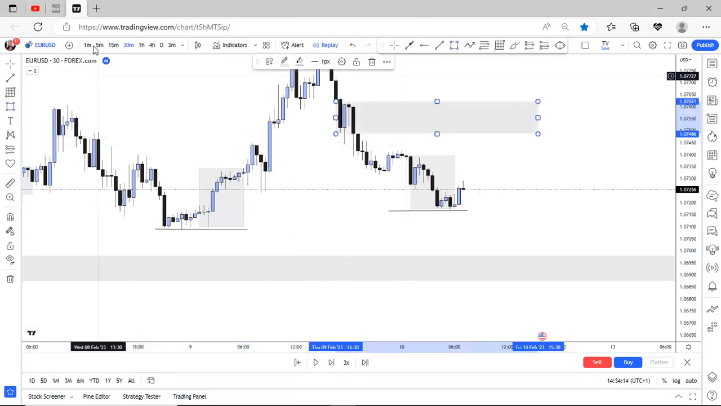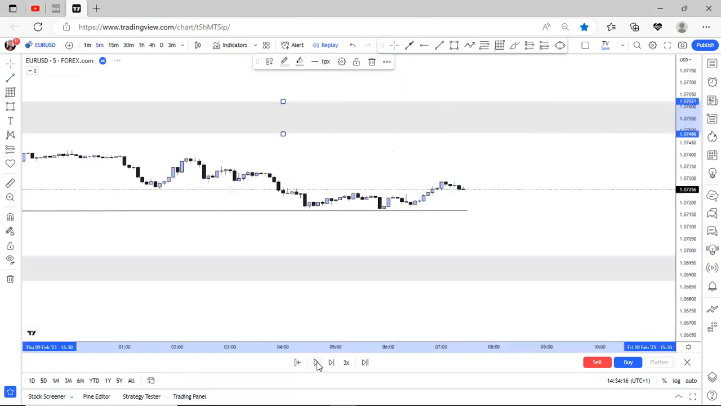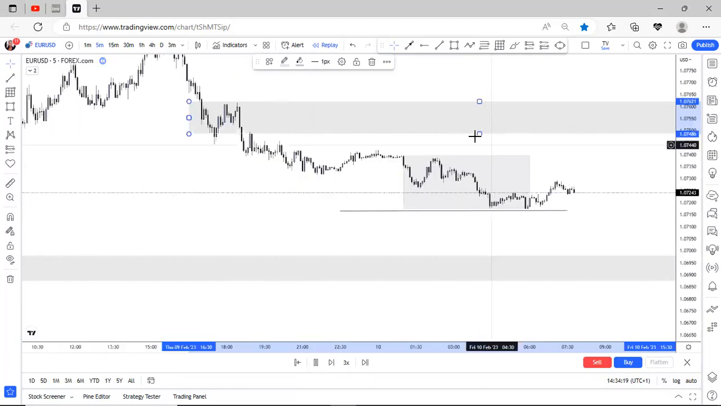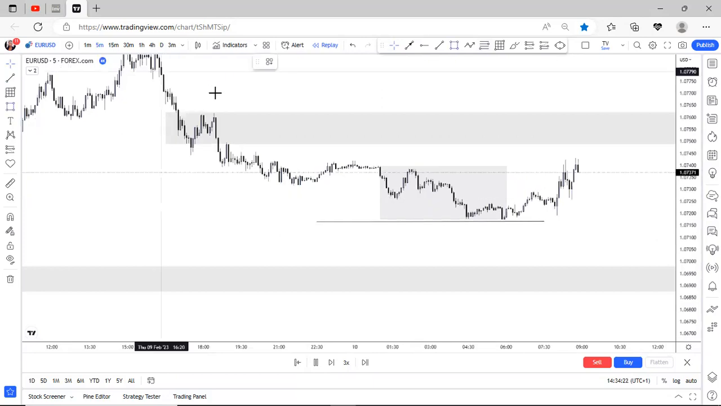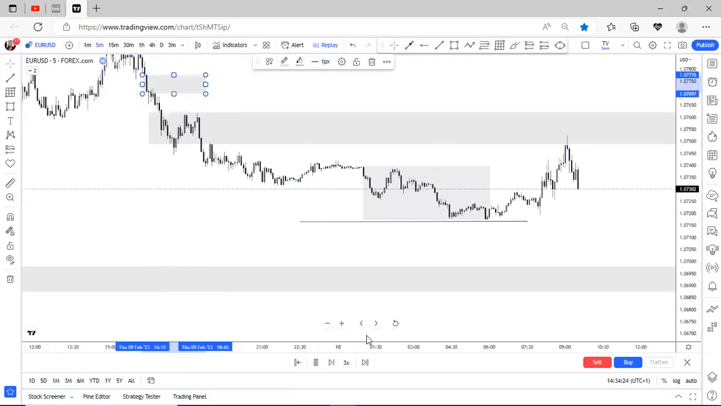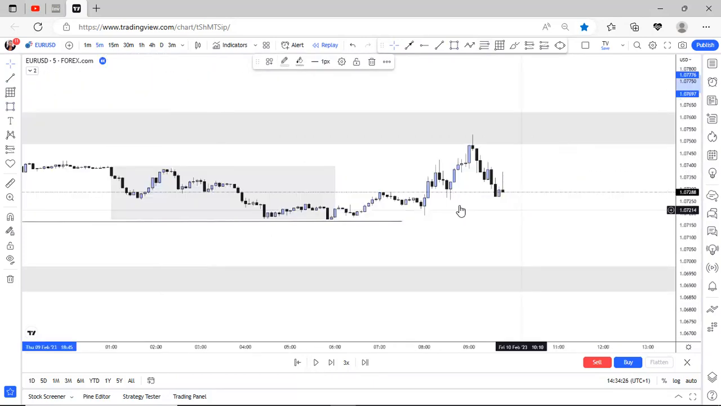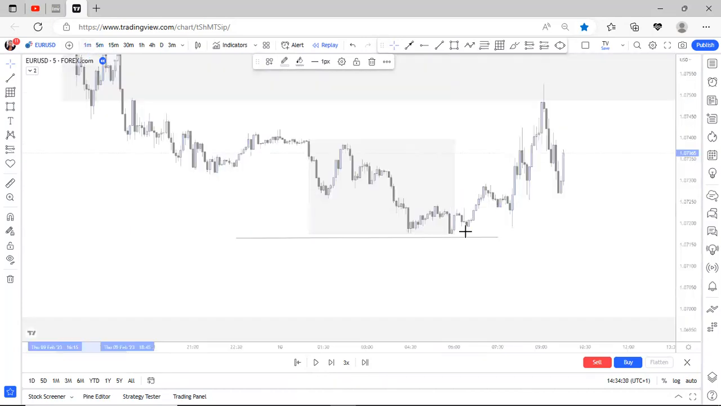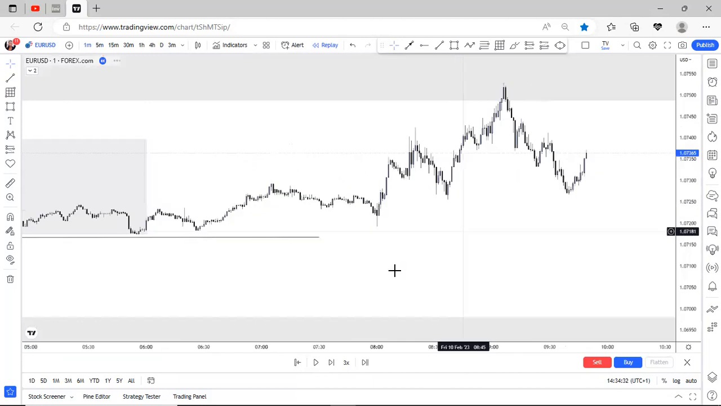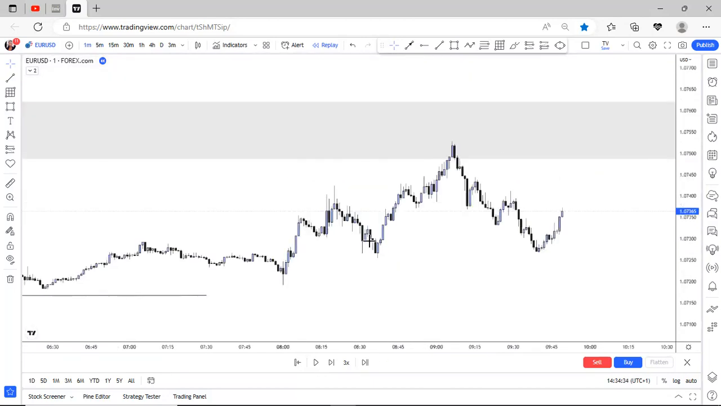So I was looking to sell, and of course we ended up getting that sell from right here, but I wasn't able to get a trade because this wasn't the POI I was looking to take my sell from. I was looking to take the sell from this POI instead. But we had a confirmation entry, and I missed out on the confirmation entry. So as you can see right here, this is the 1 minute time frame.